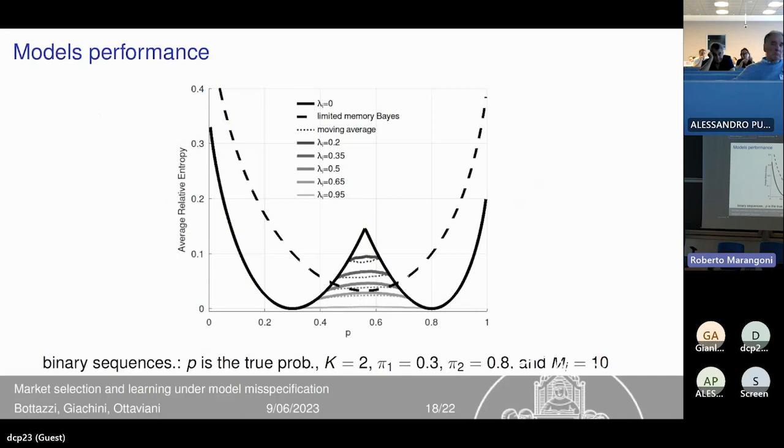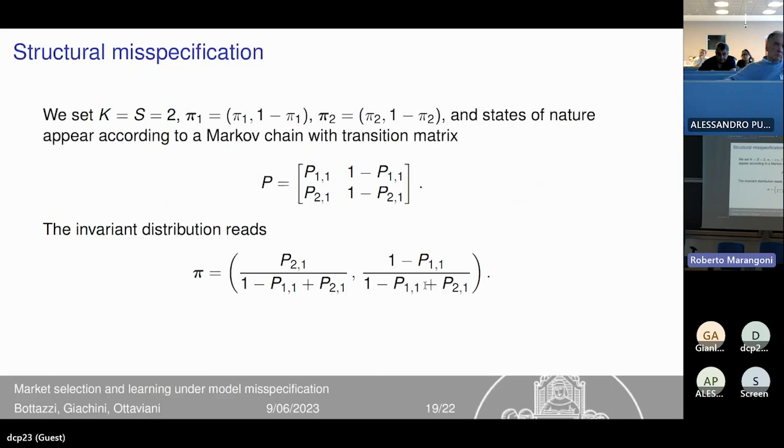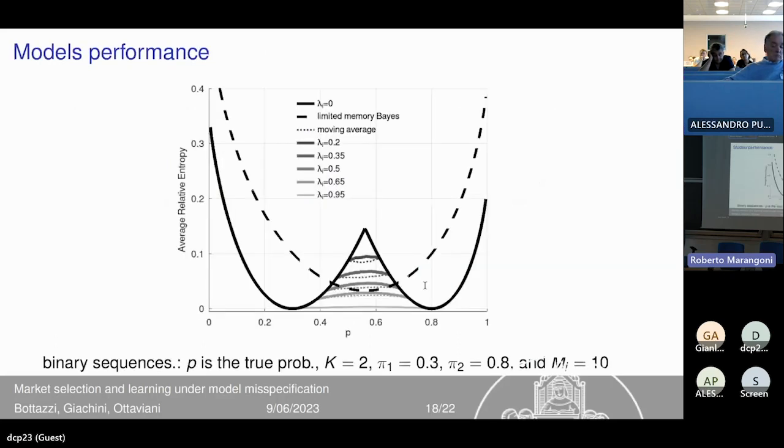Now, let me just show you, and I conclude, what happens if instead of considering a parametric misspecification. The conclusion of this plot is, averaging is good. If I slow down in learning, I improve my performance. If I take a moving average of my prediction, again, I'm improving my performance. So it seems that the behavior goes in one direction: the more smoothed I am, the more I average, the more I slow down and delay, the more robust I am. Is this really true?